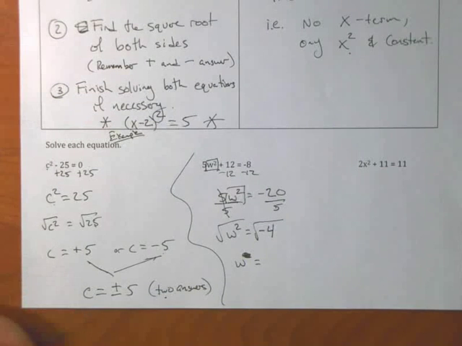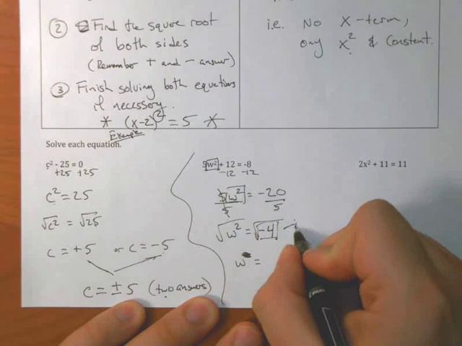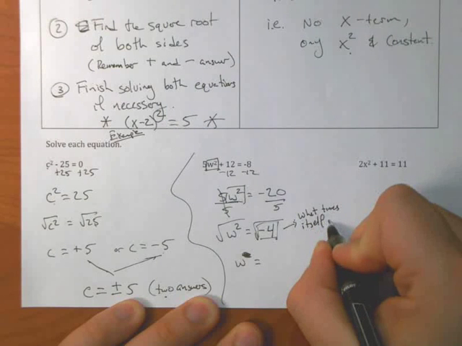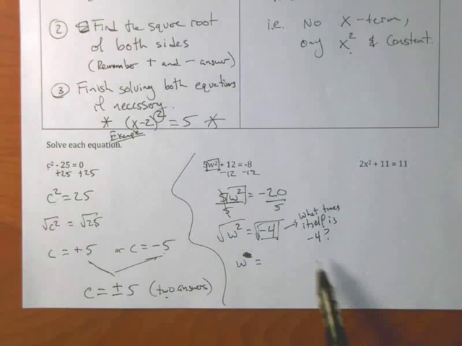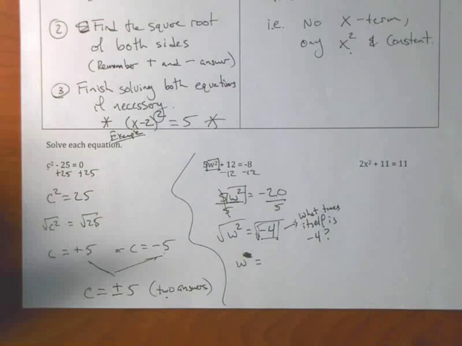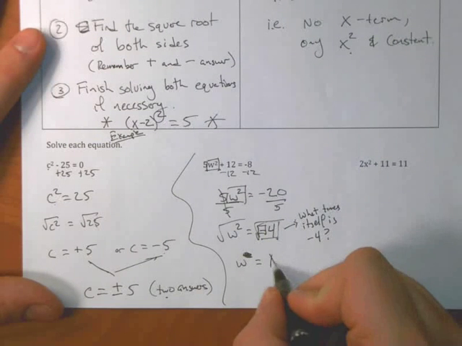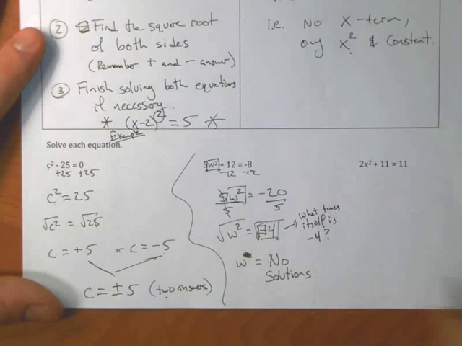So w is equal to, and now we're at a problem, because we're trying to find the square root of a negative number. So this is saying what times itself is negative 4. Your only real choices are like 2 or like negative 2 in terms of the real numbers. 2 times 2 is positive 4. Negative 2 times negative 2 is also positive 4. Since no real number times itself can be a negative, there are no solutions.